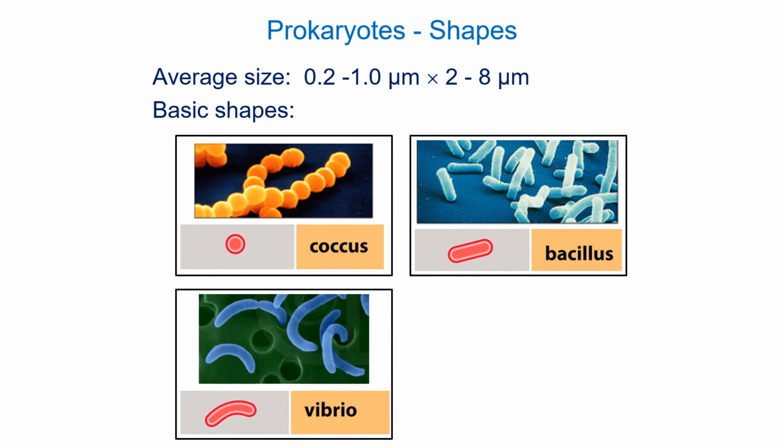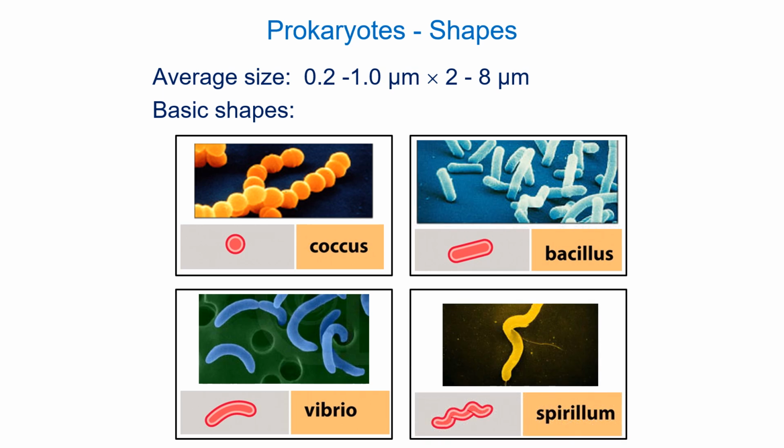We could have Vibrio cells. These are shaped like a bent hot dog, like a banana, I suppose. And then we could have Spirillum bacteria, where the bacteria have a corkscrew shape.